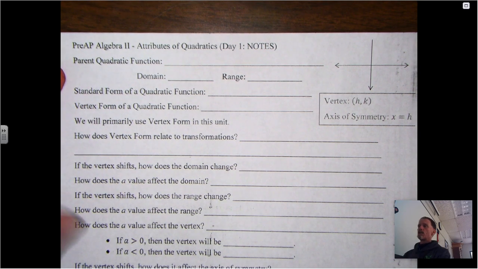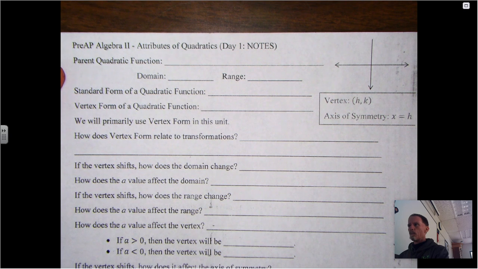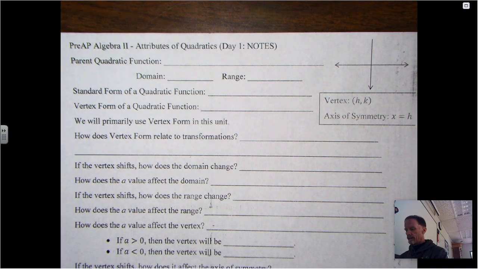All right, hello again. So we're going to start talking about quadratics today, and this first day of stuff is really just going to be about the general aspects of a quadratic.